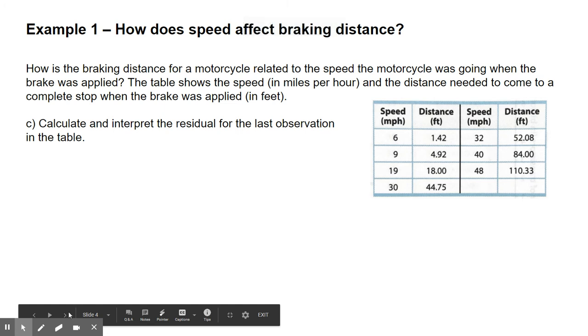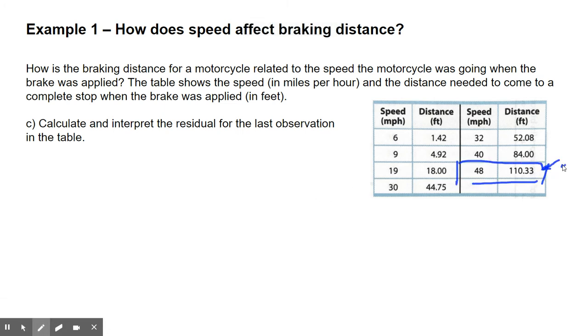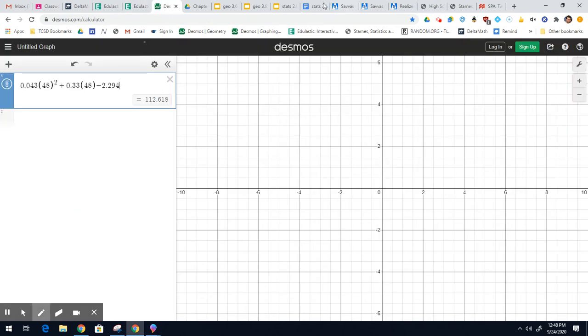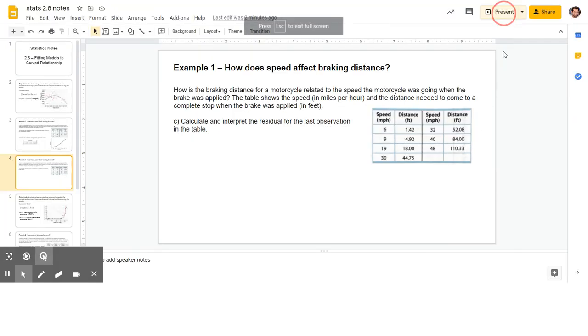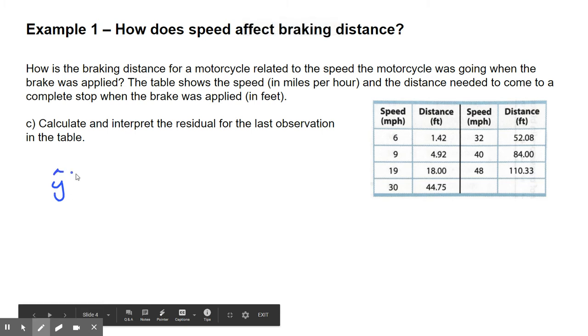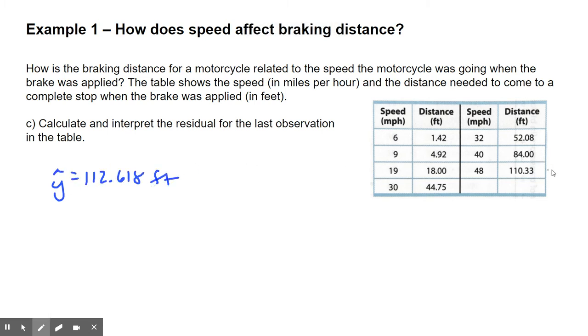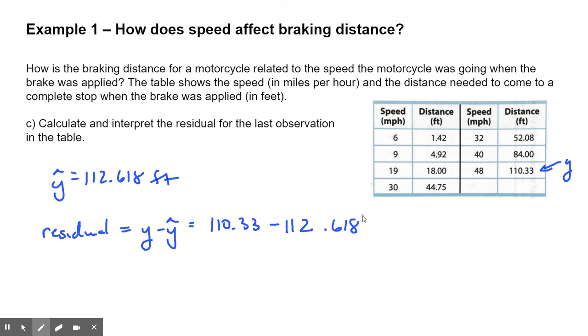So again, we're comparing it to this data point where this is your y value. So my y hat value is, oh, I forgot. Don't go away, please. 112.618. Oh, it went away. 112.618. Let me write that down first. So my y hat value is 112.618, and that would be feet. And this is my y value. So to find the residual, you always take the actual minus the predicted. Y is 110.33 minus y hat is 112.618. And I'll just use a handheld calculator for that. So 110.33 minus 112.618, and I get negative 2.288 feet. So that's your residual, and now we need to interpret that residual.